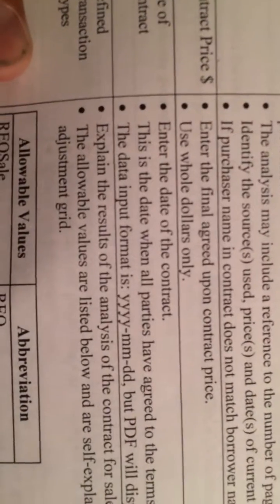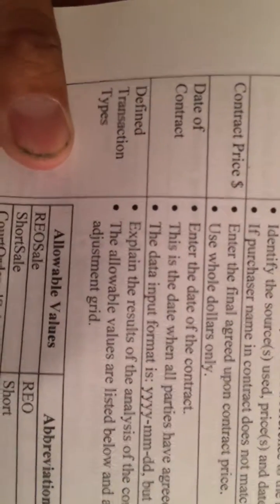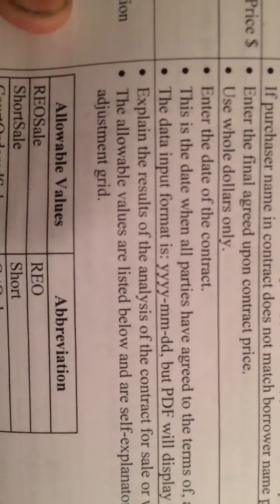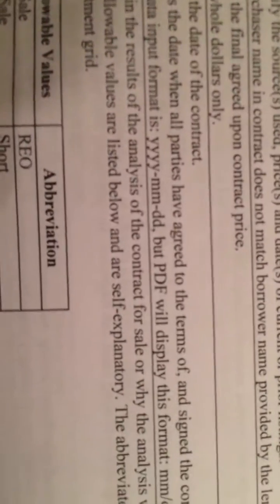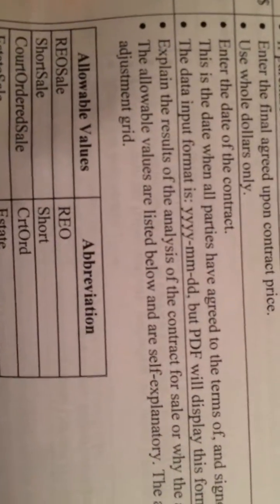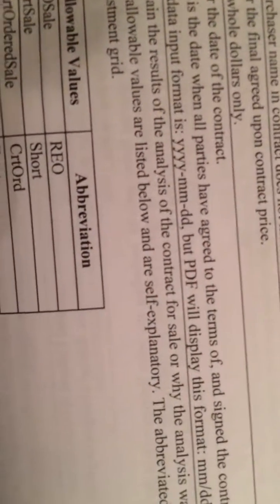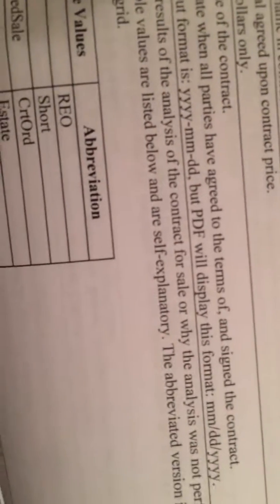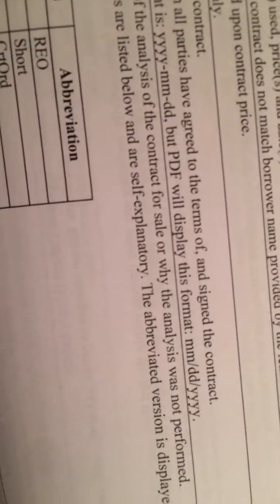Use whole dollars only. Date of contract. Enter the date of the contract. This is the date when all parties have agreed to the terms of and signed the contract. The data input format is year, month, day, but PDF will display the format month, day, and year.